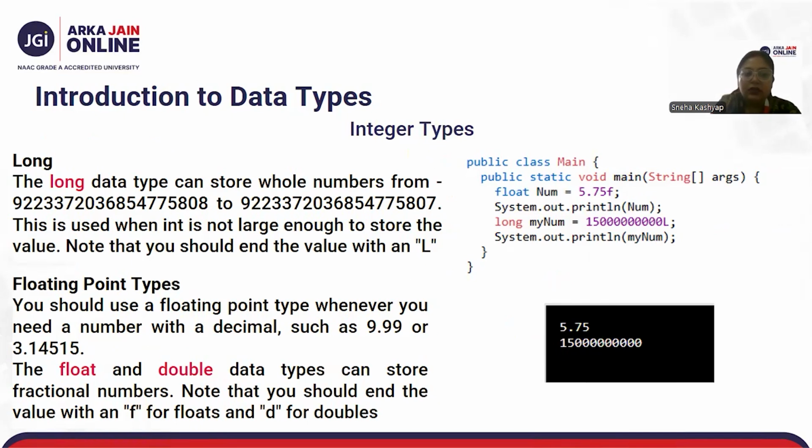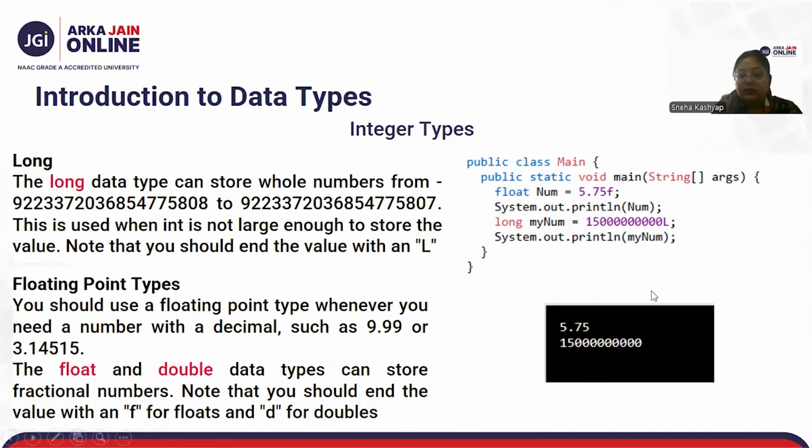Next we have long. Long can store large numbers. When we talk about float, float basically stores decimals up to 6 to 7 decimal places. When we take float or double, we assign the variable and the value we have initialized, and we mention f or d based on the data type we have taken. If we have taken float, we simply assign f, and if we have taken double, we assign d.